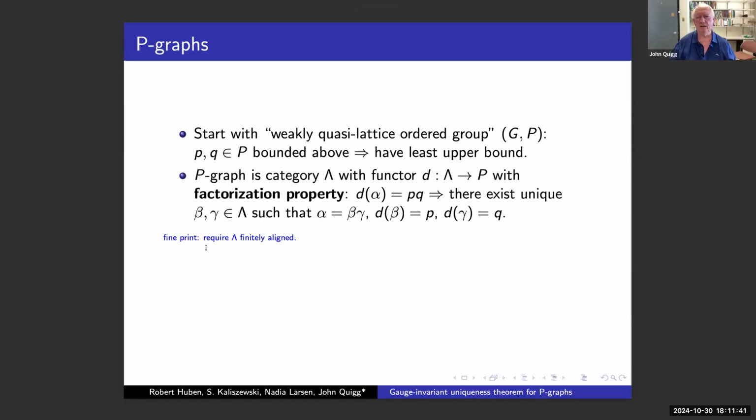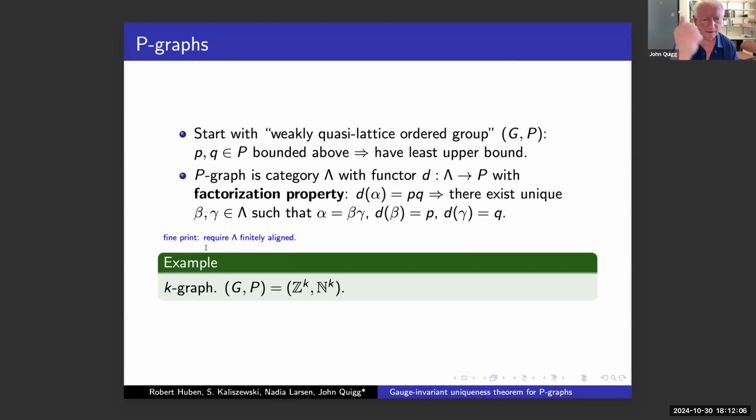And there are some technicalities which I am not going to get into. We require this category lambda to have certain properties that make things nice. They are not bizarre properties; they're just what you want to have things work out nicely. In particular, it's called finite alignment, but I'm not going to get into the guts of that. So again, the motivating example is a K-graph, so the G and the P are Z to the k and N to the k.